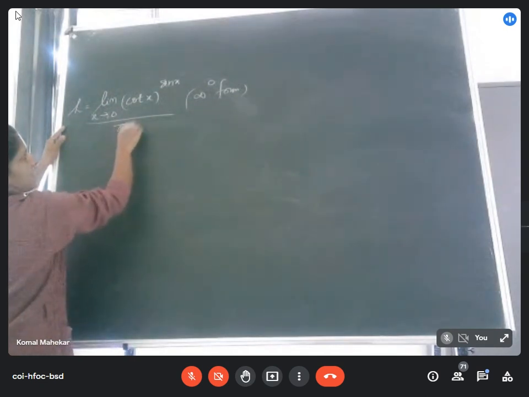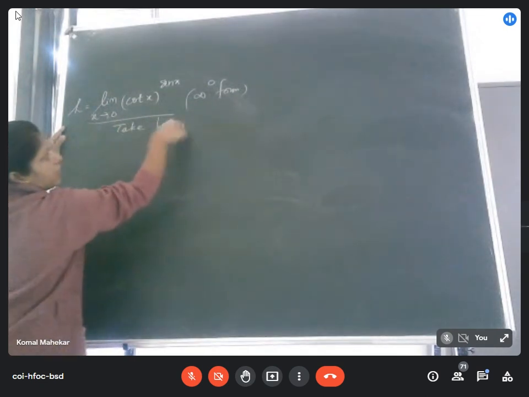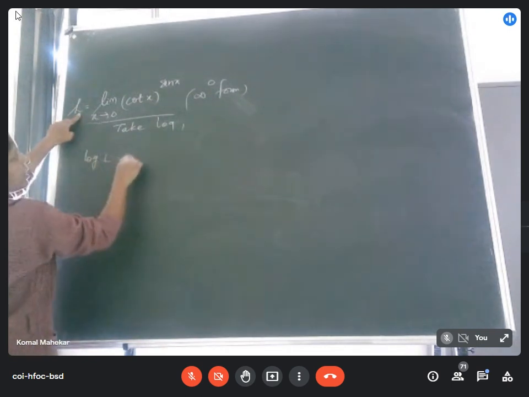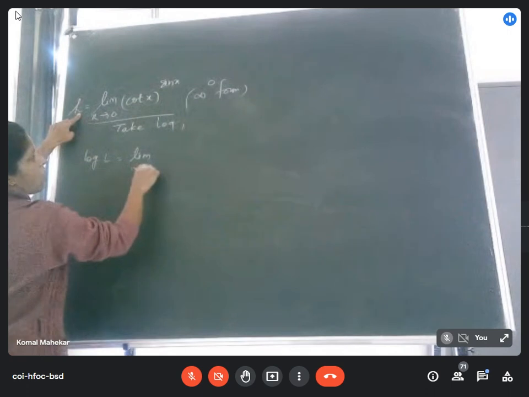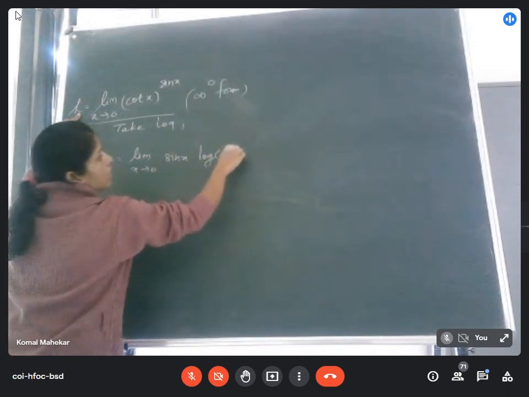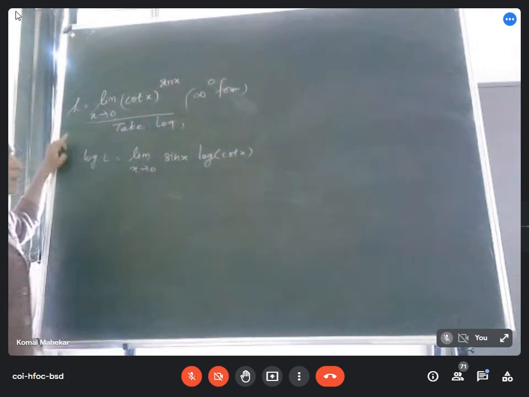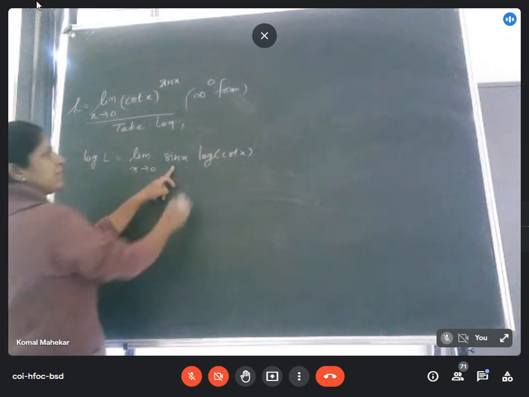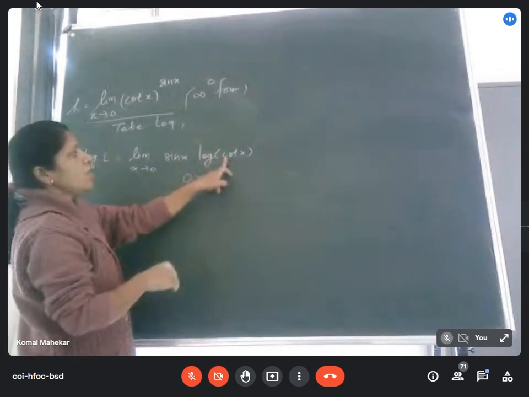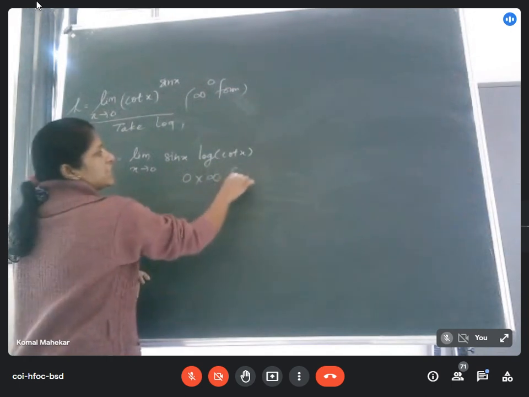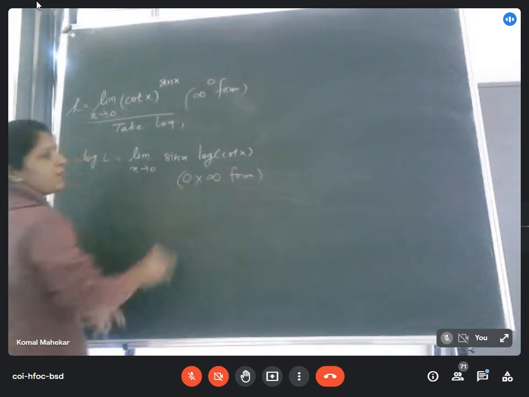Then in the next step, taking logarithm of both sides. So we get log of L is equal to limit x tends to 0 of sin x into log of cot of x. Now see that if you put x equal to 0, this becomes sin 0, which is 0, multiplied by log of cot of 0, that is infinity. So this is now converted into 0 into infinity form.